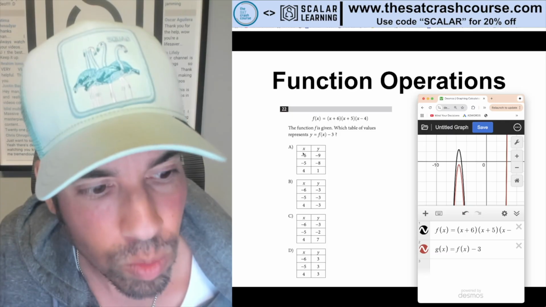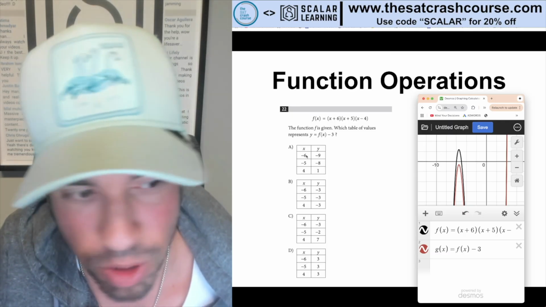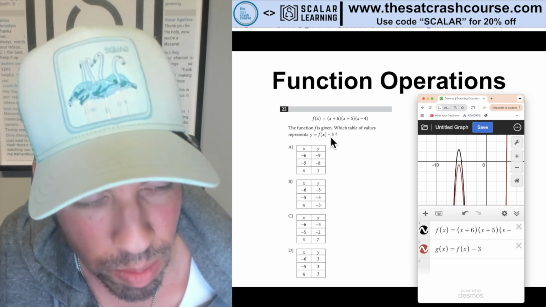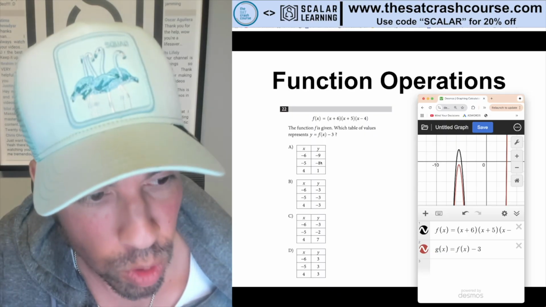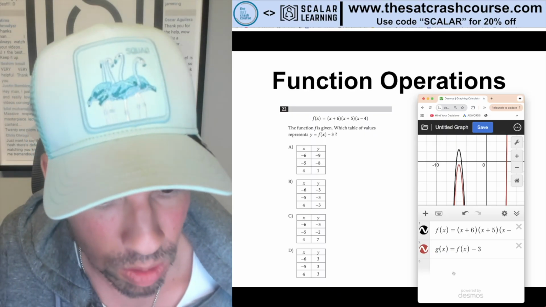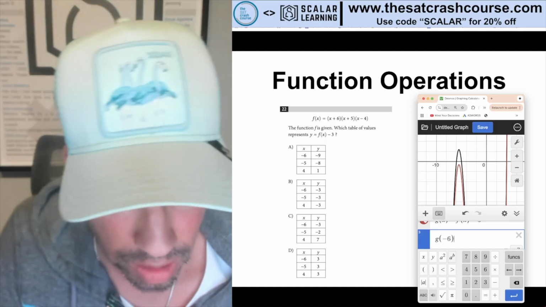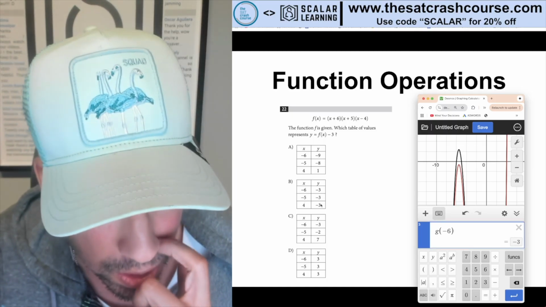Now, I want to know which one of these tables is the right table, right? So I see, for example, g of negative 6, because they're asking which table represents the y function, which is g. G of negative 6, which one will it be? Negative 9, negative 3, negative 3, or 3? Let's try it. So we're literally going to say g of negative 6. Boom. And it spits out my value of negative 3. So I already know I'm down to B or C.